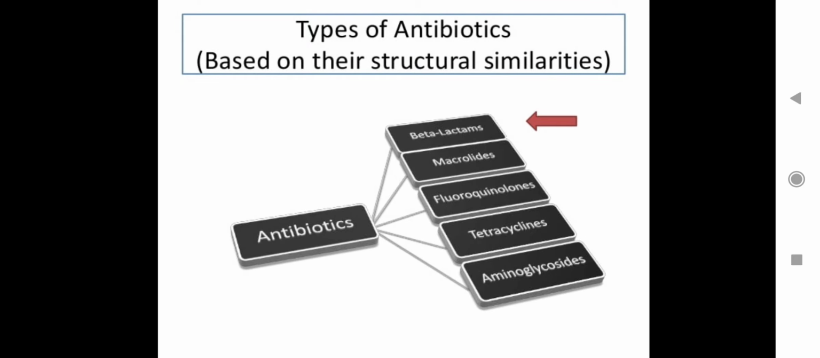Types of antibiotics based on their structural similarity. Some have beta-lactam rings, or beta-lactams. Some are macrolides, some are fluoroquinolones, some are tetracyclines and aminoglycosides.